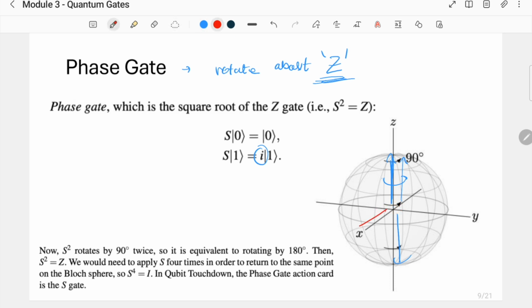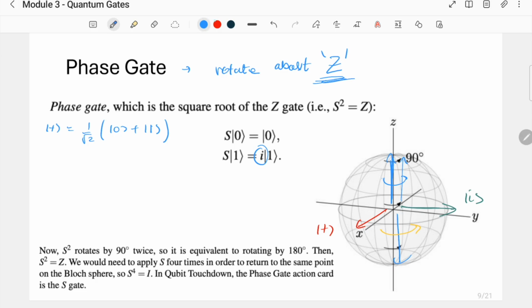So plus, if you remember, we can write as 1 by root 2, (0 plus 1) along the x-axis. So we know that it will rotate it by 45 degrees along the z-axis. We should expect a rotation by 90 degrees, pi by 2. Currently it is pointing here, so finally it will point here. And you remember the state iota, and we are just going to prove it right now.